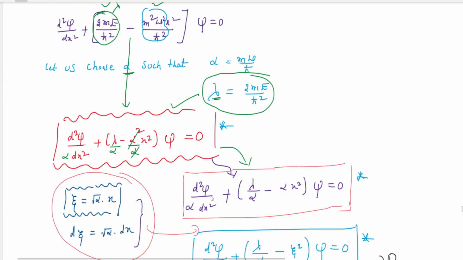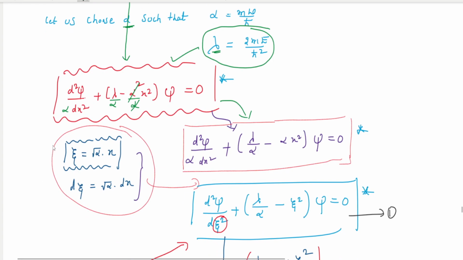Okay, d square psi divided by alpha dx square plus lambda divided by alpha minus alpha x square times the wave function equal to 0. Here is the very important, tricky, desirable function. This is one function, xi, like this. Xi equal to root of alpha into x. This x is there outside the root. Okay, this I'm going to consider. So I'm introducing one new function here for simplifying this equation.